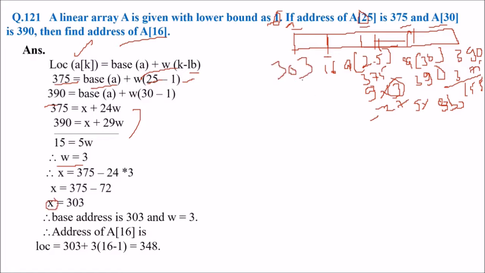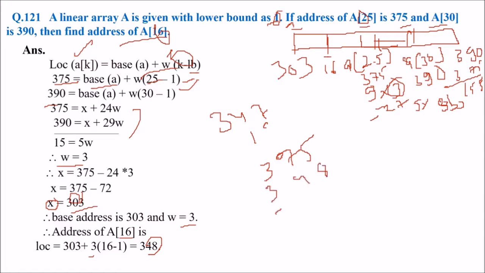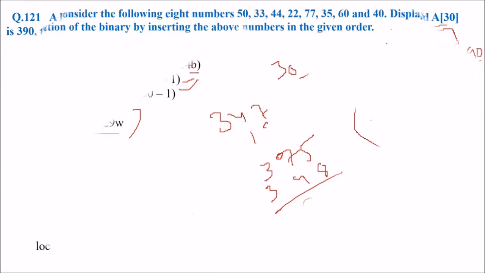We know the base address is 303 and the width W is 3. So for A16, we place it in this formula: 303, that is the base address, plus 3, that is the width, times (16 minus 1), which gives 348. Let me subtract 348 from 375, and it will be 27. So 9 times 3 is 27, as we guessed earlier. The value is exactly the same.